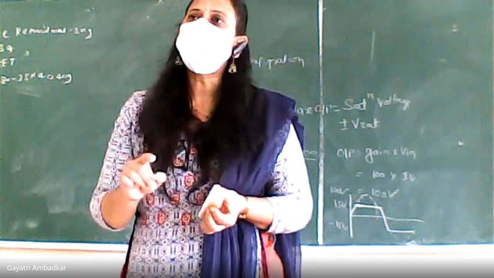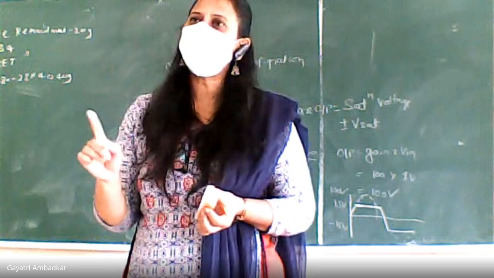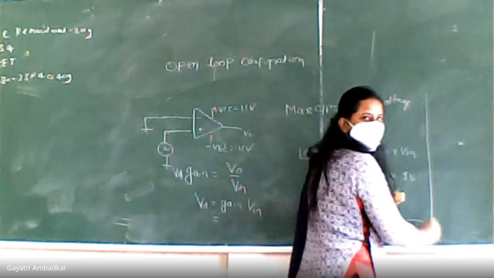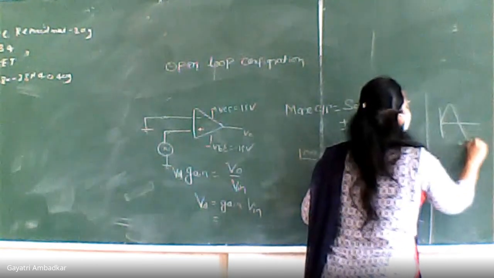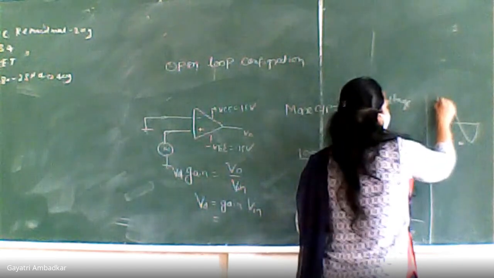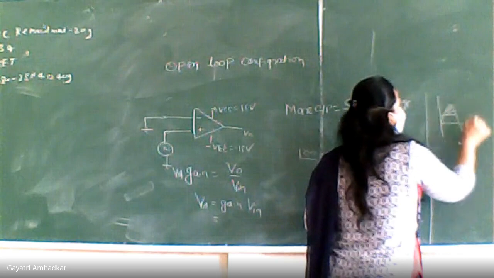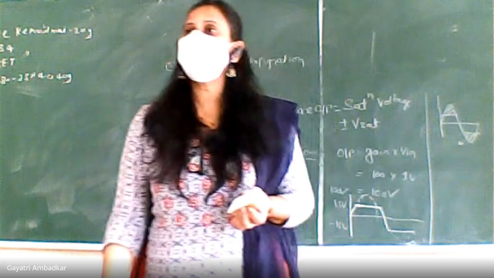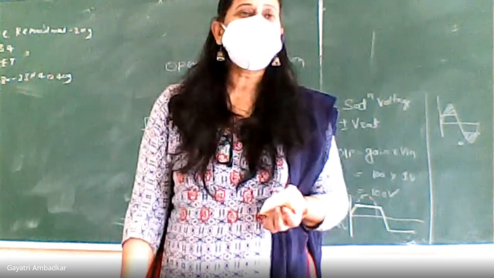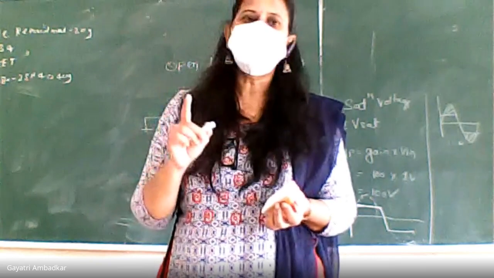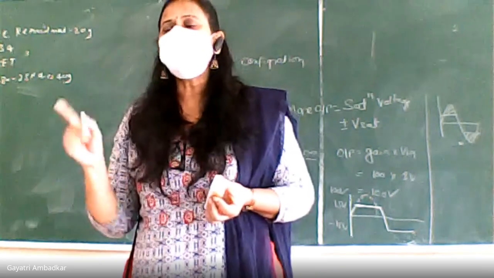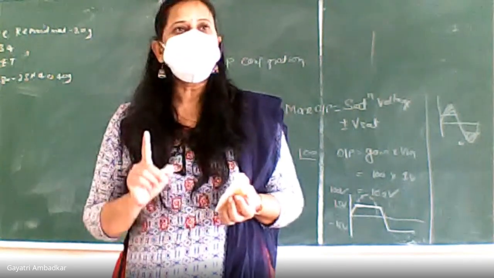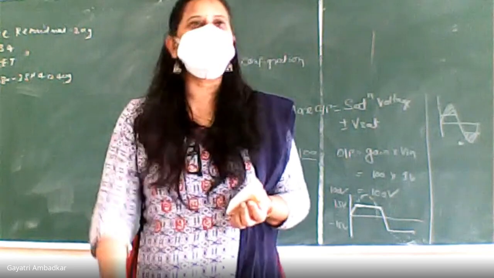Therefore, because of this property, we cannot use open loop configuration as an amplifier. Amplifier means you want a proper signal amplified. You want a complete signal at the output, right? But what is happening in open loop configuration? Some part of the signal is getting clipped. So this is not a faithful amplification. For a faithful amplification, you must receive a complete signal. So therefore, you cannot use op-amp in open loop configuration as an amplifier. Are you getting? We can't use op-amp in open loop configuration as an amplifier.